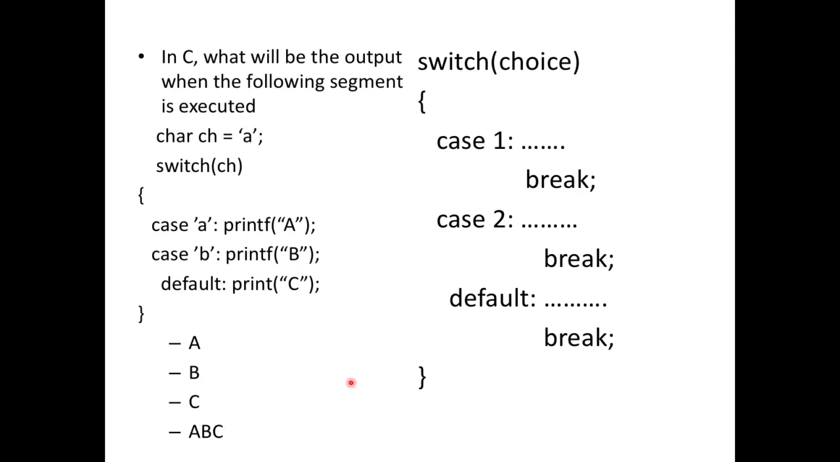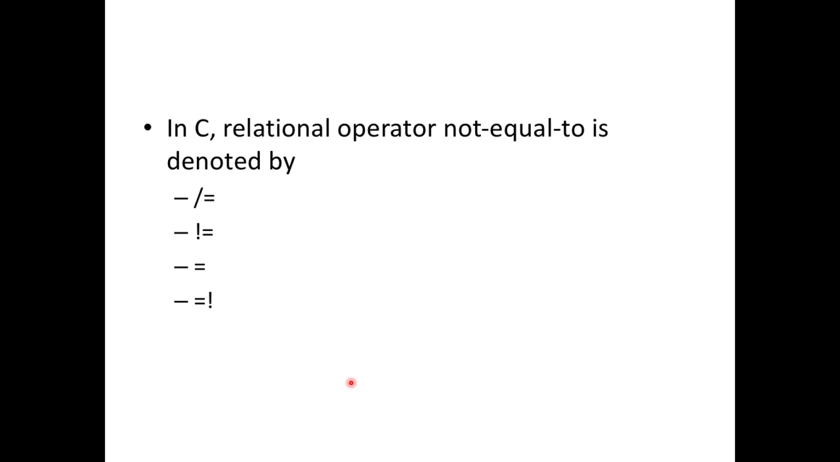Okay. So next we'll move to the next problem. In C, relational operator not equal to is denoted by. So not equal to. So do you feel anything here is the right one?